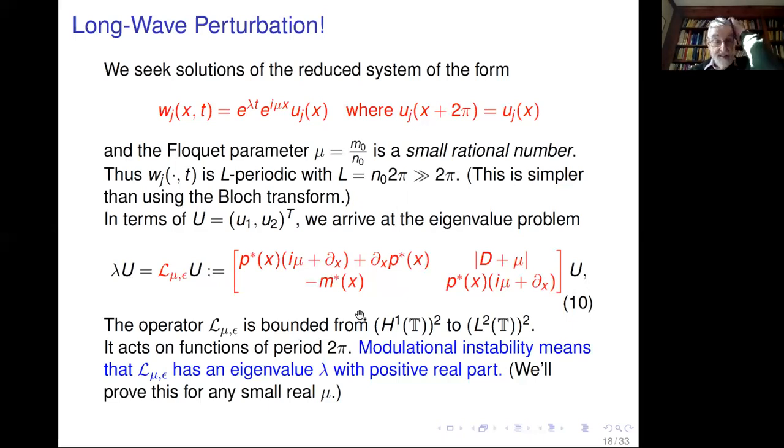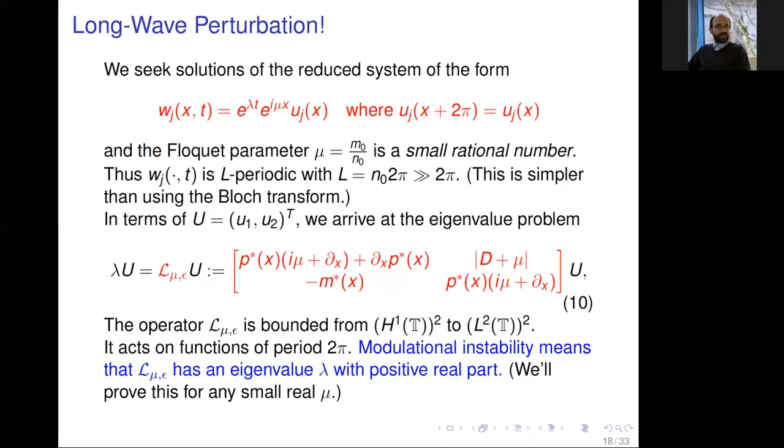Okay, so now this is the linear operator I'm talking about. I claim that when epsilon is small and mu is small, this operator has a point spectrum in the right half plane. That's what I'm saying here in the blue sentence. Okay, so it's a good place to pause. Are there any questions? Because here the problem is now completely set up.